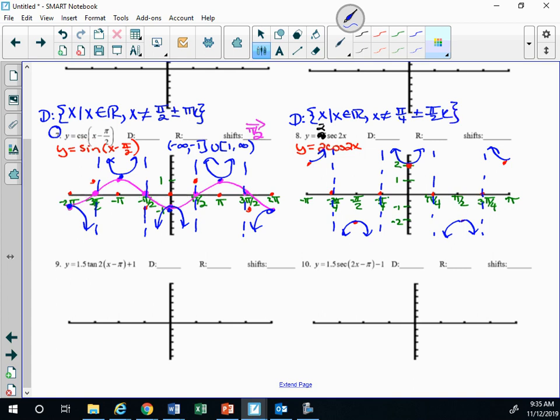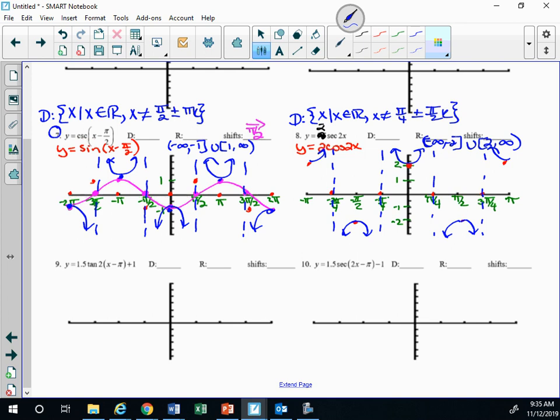What about the range this time? It's a little different too. Negative infinity to negative 2. And then where? 2 to infinity. Yes? Okay, guys, one more.